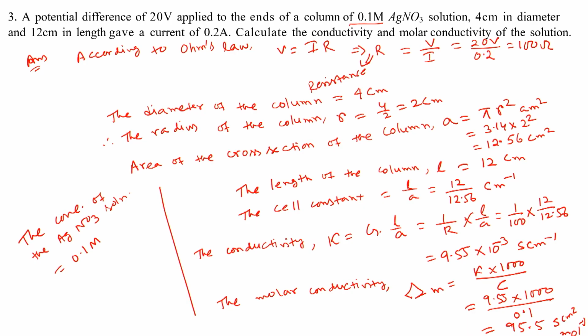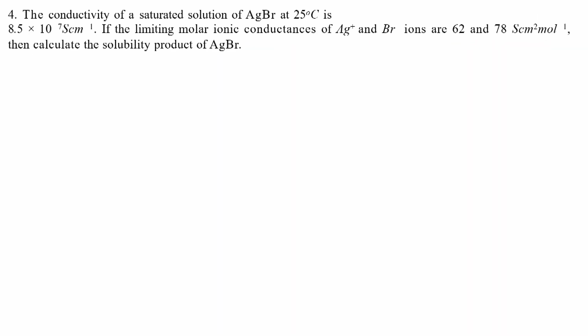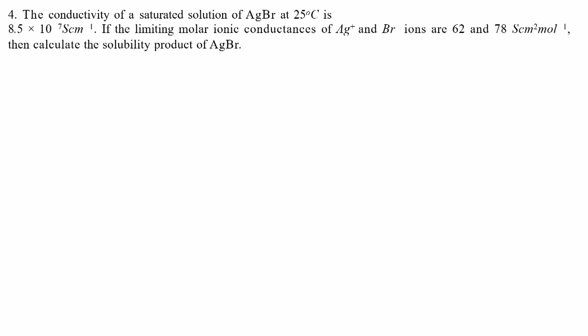So, next we discuss problem number 4. It says the conductivity of a saturated solution of AgBr at 25 degrees Celsius is 8.5 times 10 raised to the minus 7 S centimeter inverse. If the limiting molar conductivity of Ag plus and Br minus ions are 62 and 78 S centimeter square mole inverse, then calculate the solubility product of AgBr.